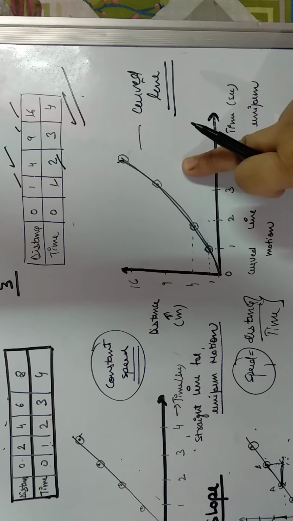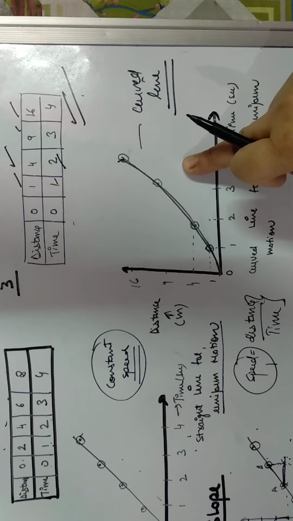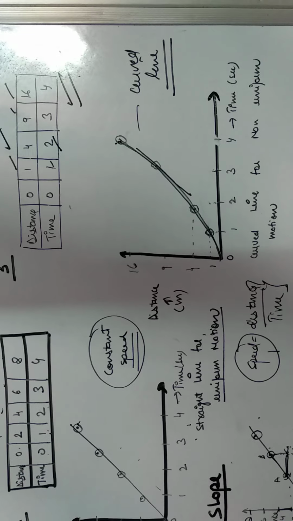If we want to calculate the slope of this curve to find out the speed at a particular point, because it is not moving with a constant speed, you have to calculate the speed at some particular points. If you want to calculate for this 3 seconds, then you must draw a tangent and then you can calculate the speed of the body. That's all for today.